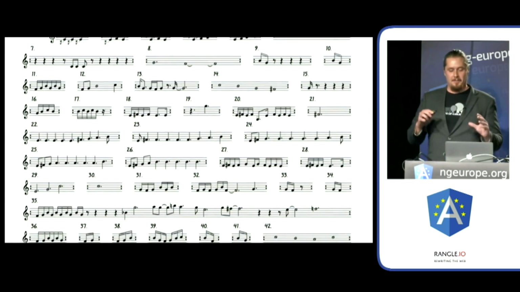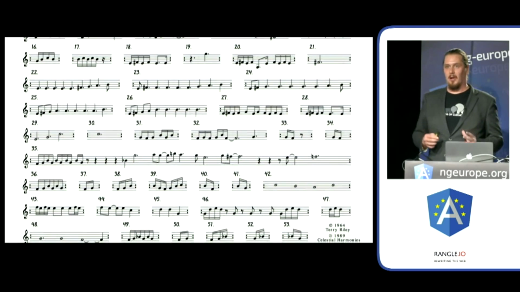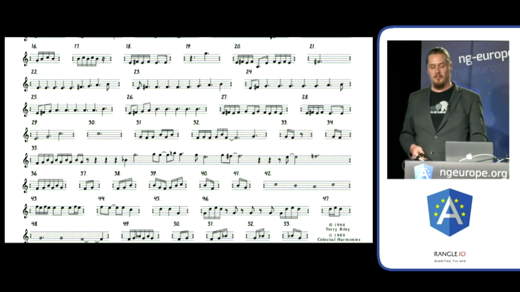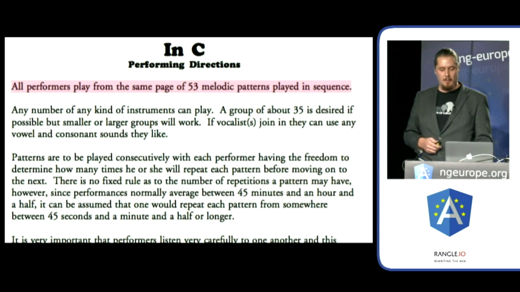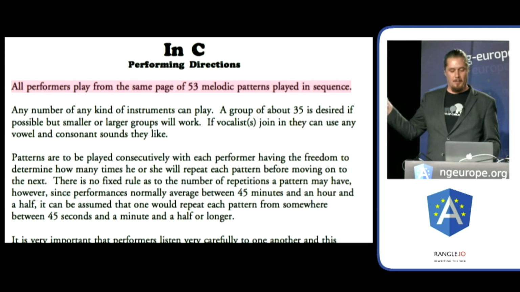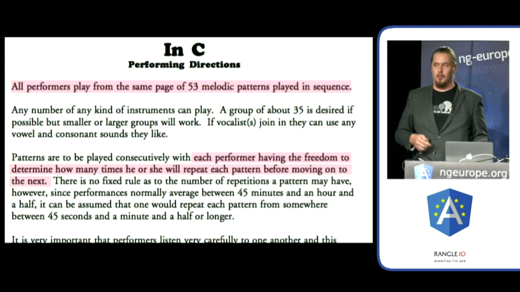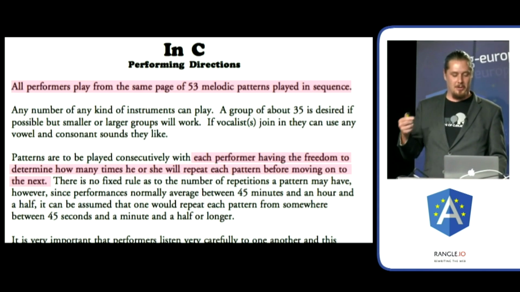And on that page, there are these 53 numbered tiny patterns of melodies. So not much musical material at all, but even though there's not much in there, when you perform this, you usually get more than an hour of music. And the way that works is that you can play this with ensembles of any size, with any instruments, but there are a couple of rules. One is that every player needs to perform the same 53 patterns in the same order, in the same sequence, starting from number one, ending up in number 53. But these performers also have the freedom to keep repeating each pattern as long as they want. So you can keep repeating a single pattern for as long as you feel like it.